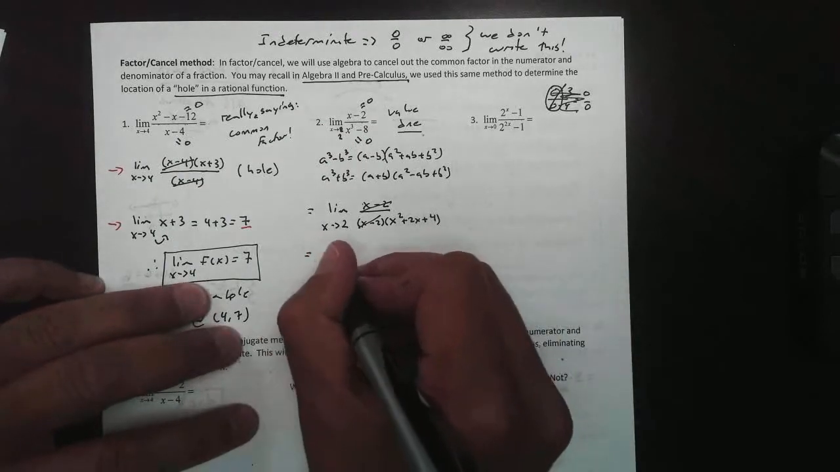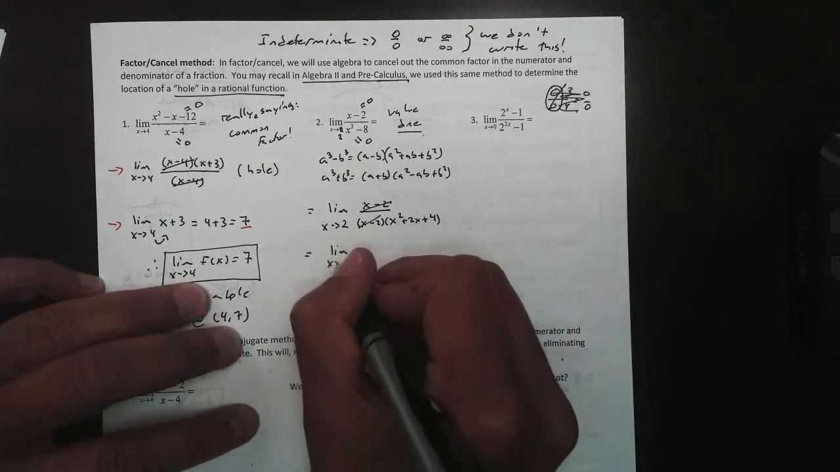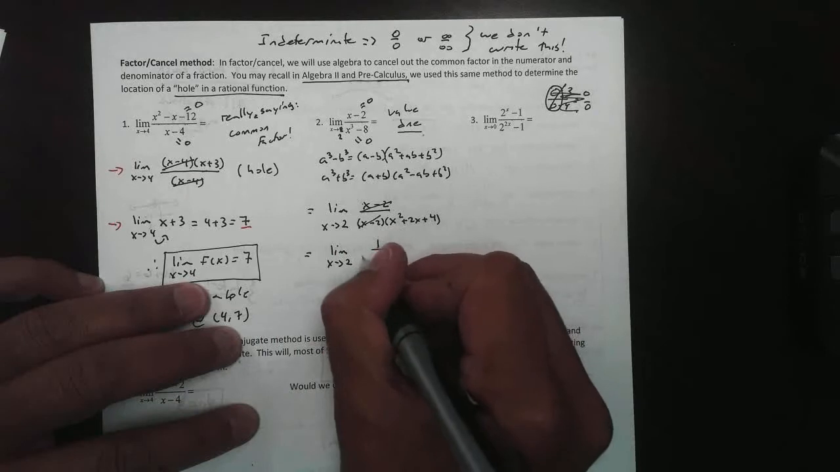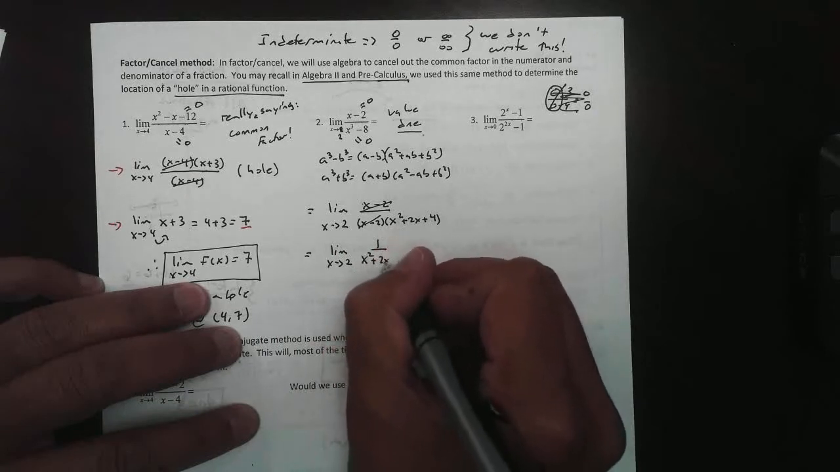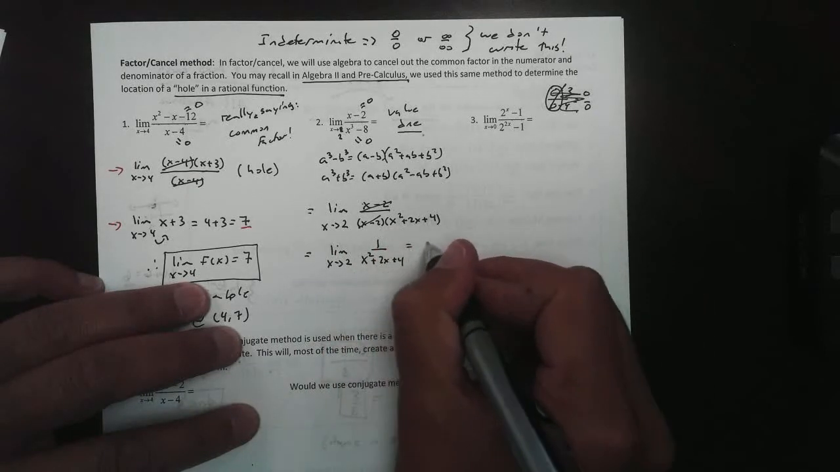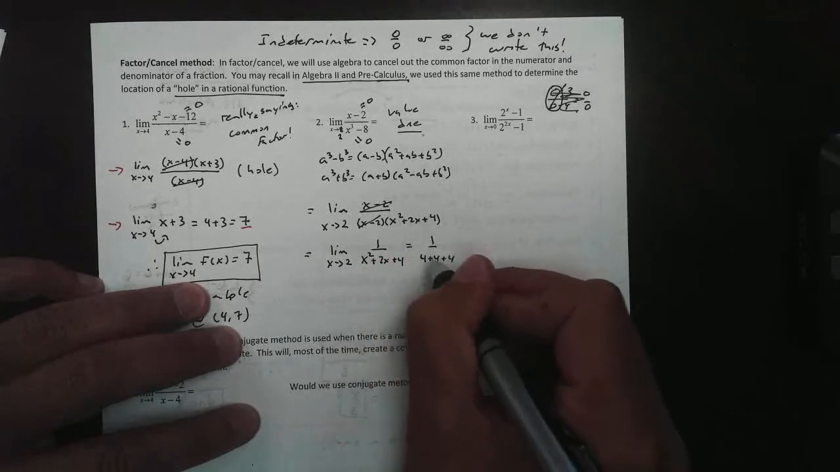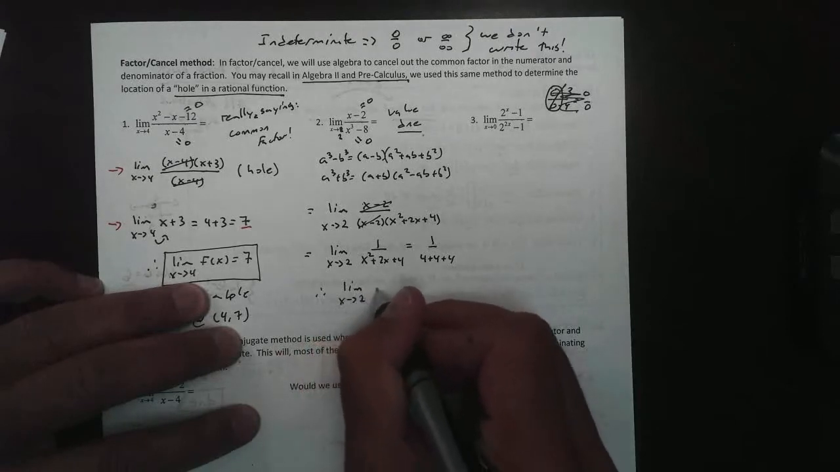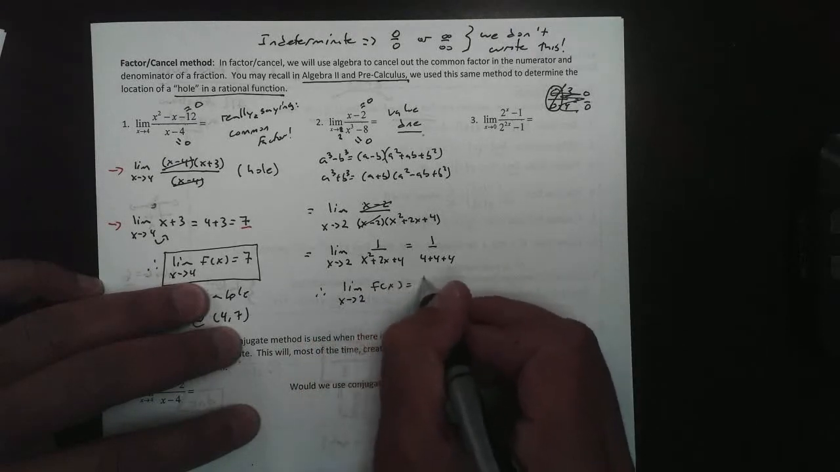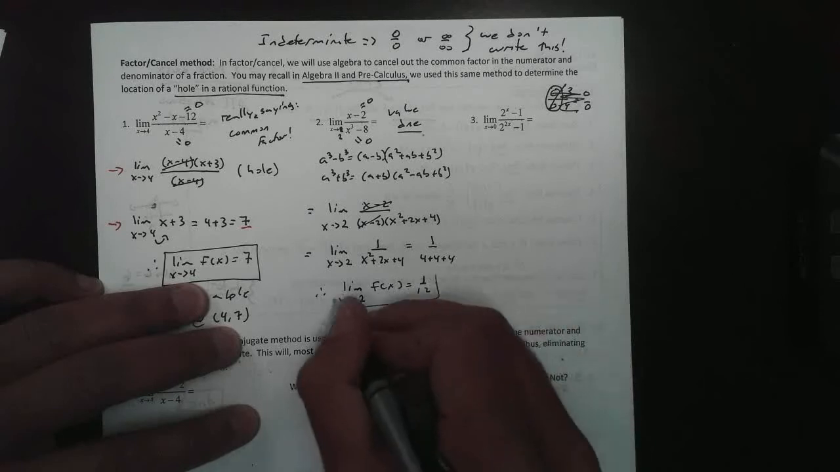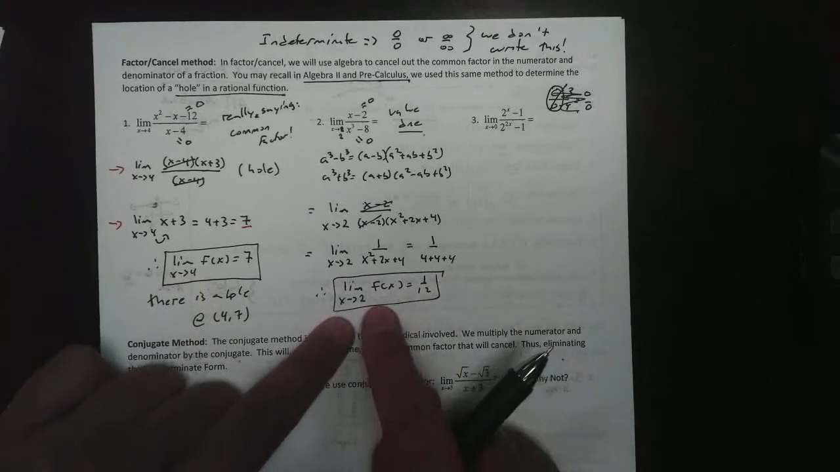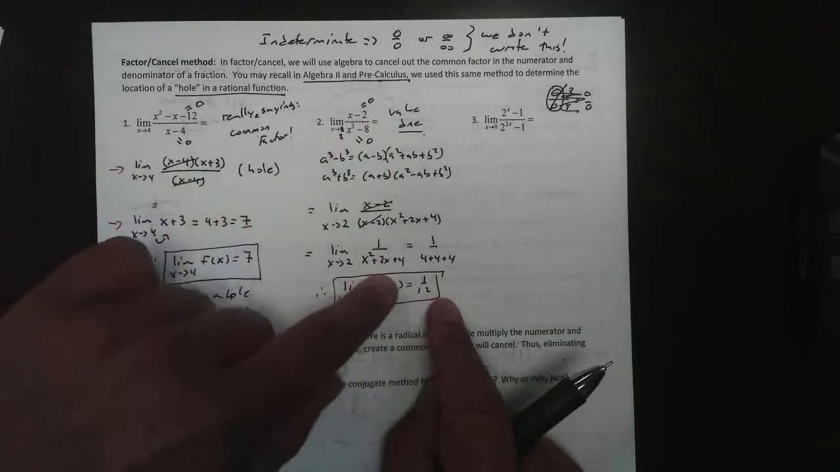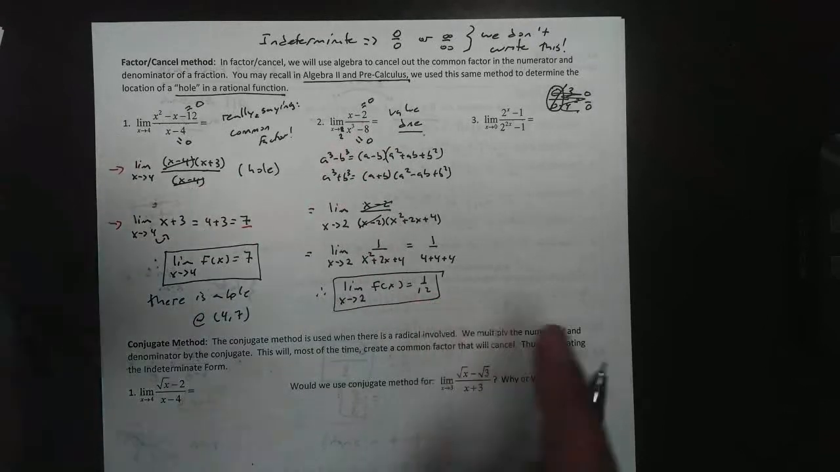And what I'm left with, I'm going to write this left, the limit as x approaches 2 of 1 over x squared plus 2x plus 4. And I can just plug in the 2. 1 over 4 plus 4 plus 4, or 1/12. Therefore, the limit as x approaches 2 of my function is 1/12. And again, we're not saying that the value is 1/12. We're saying that we're approaching 1/12.